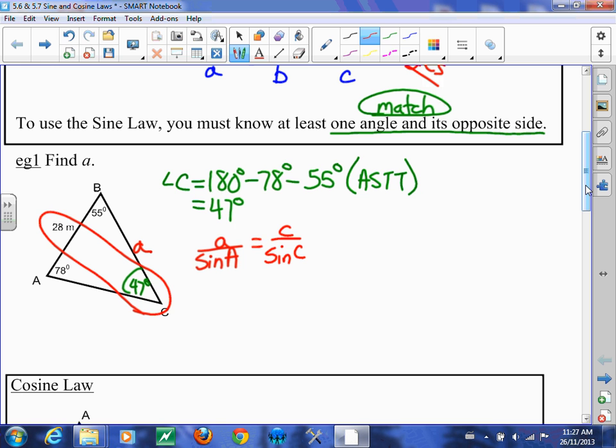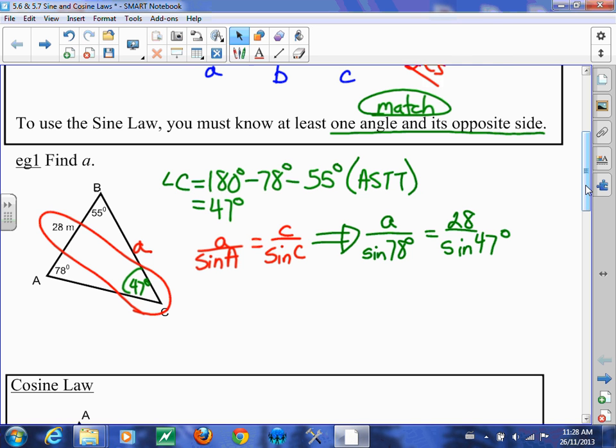Notice here, folks, we're not worrying about information B because we don't have the side length of B, even though we have the angle. Okay, so let's sub in the information that we know. Subbing in the information we know, we got A over the sine of 78 degrees equals side C, which is 28, over the sine of 47 degrees.